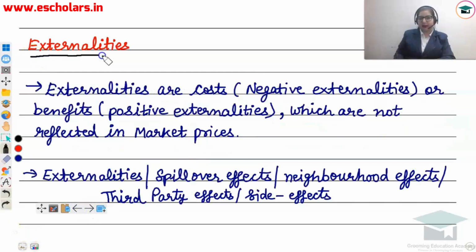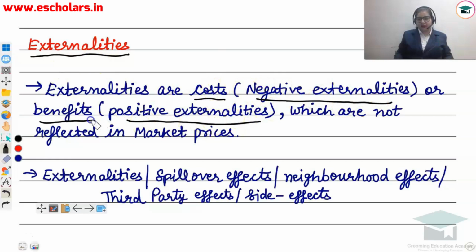Next we have externalities. As we have already discussed about externalities, see students, externalities also lead to market failure. Okay, and what do you mean by externalities? As already discussed, sometimes the action of one person creates a cost for another person. Okay, and sometimes the action of one person creates a benefit for the other person. So basically, based on this, the externalities are of two types. First is negative externalities, next is positive externalities.